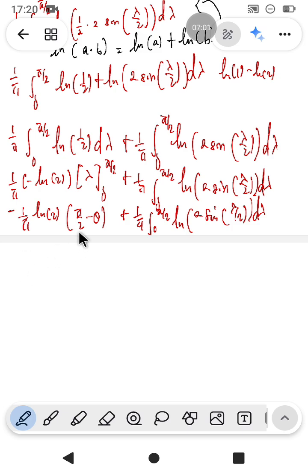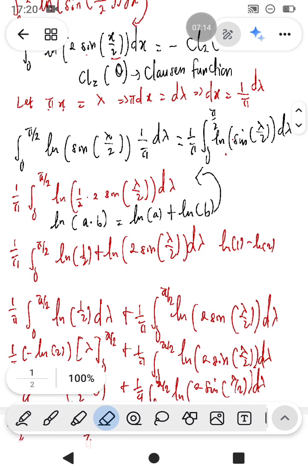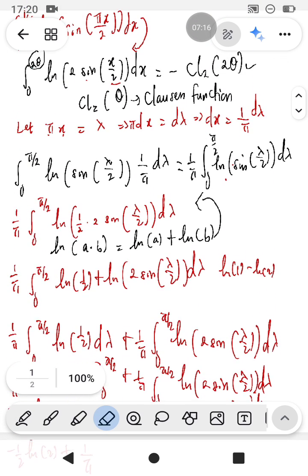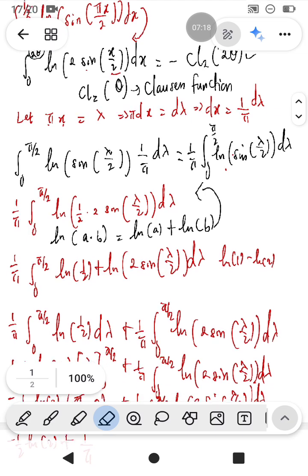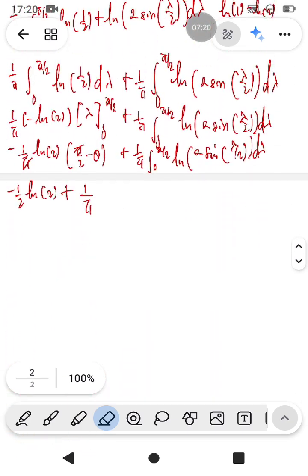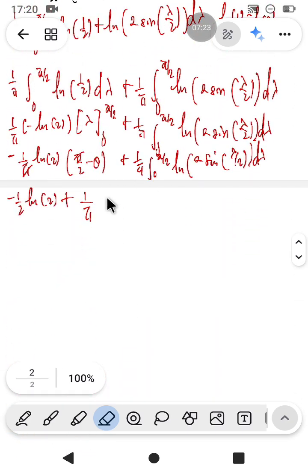All right, that's pretty cool. So pi over 2 minus 0 will give us pi over 2. Then we notice that the pi cancels out. So what we have now is 1 over 2 natural log of 2 plus 1 over pi. Then don't forget what I gave you the other time, the closing function. So that will surely give us negative closing function of order 2, then multiplied by pi over 2, because your 2 theta there is pi over 2.